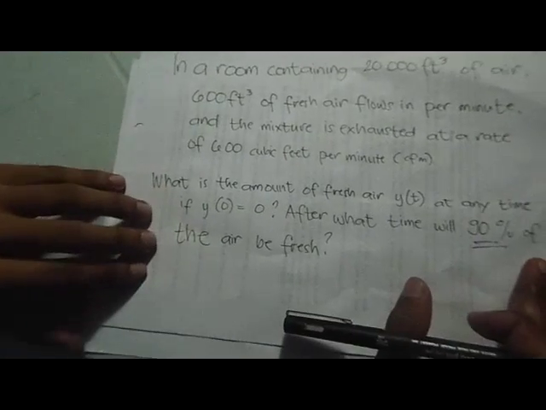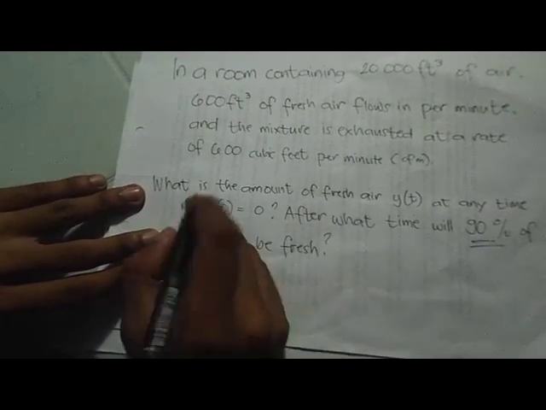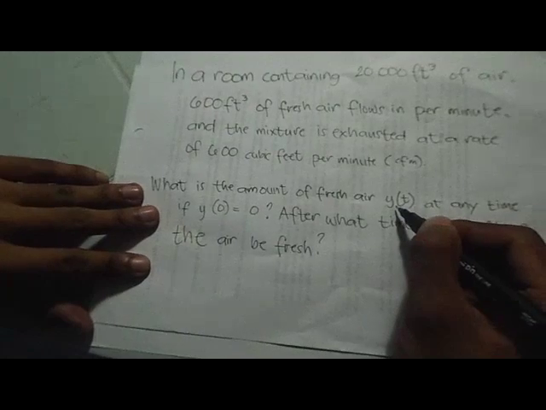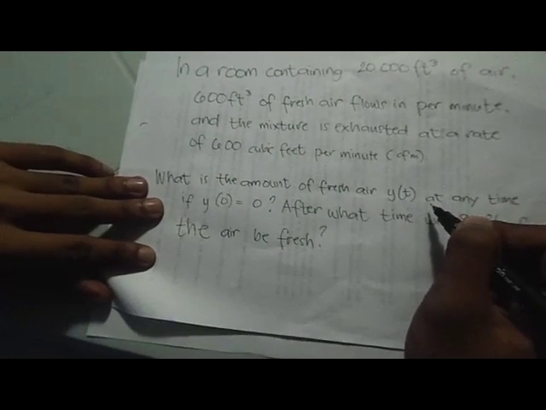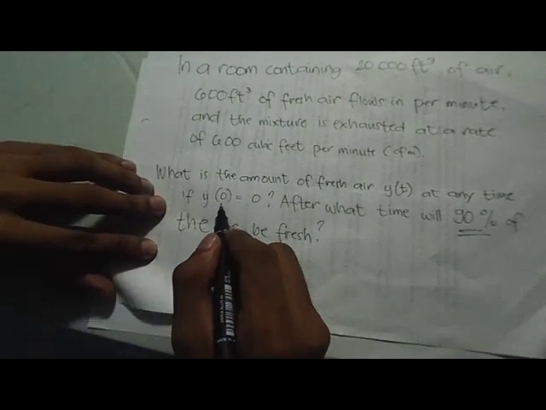So now we can answer the first question in our problem. The first question that was asked is, what is the amount of fresh air, which we denote as y of t, at any time if y of 0 is equal to 0. Therefore, we need to solve for a particular solution wherein y of 0 is equal to 0 as our initial condition. So we could solve for a particular solution.